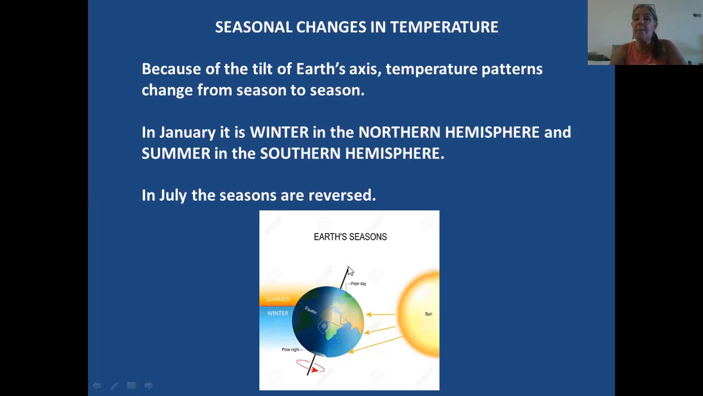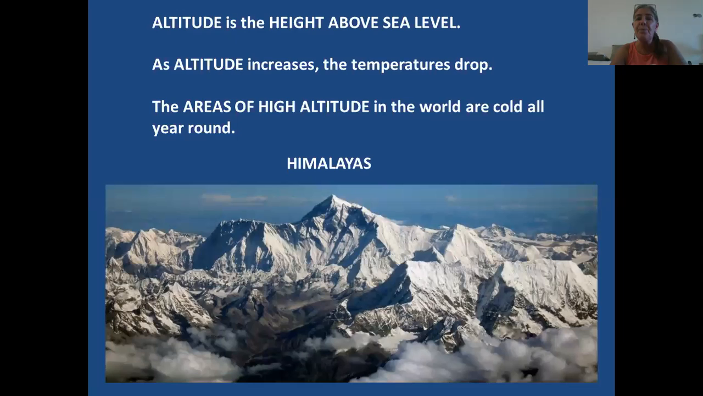Always keep in mind that the Earth is rotating around its own axis, and it's also rotating in an orbit around the sun. So this is what creates the different seasons and the different changes in temperature.